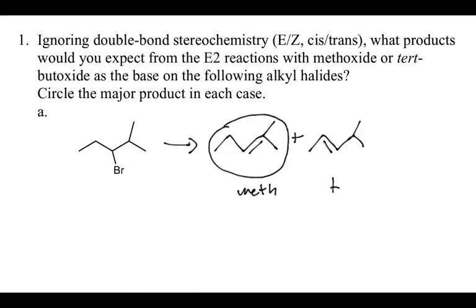Okay, so sorry. So this is the first problem, right? So there's the problem section. The one on the left, the circled product, is favored with methoxide as the base, because it gives the more stable product, the Zaitsev product, which follows Zaitsev's rule, the more substituted one. The one on the right is favored with tert-butoxide because it forms the less sterically hindered alkene.